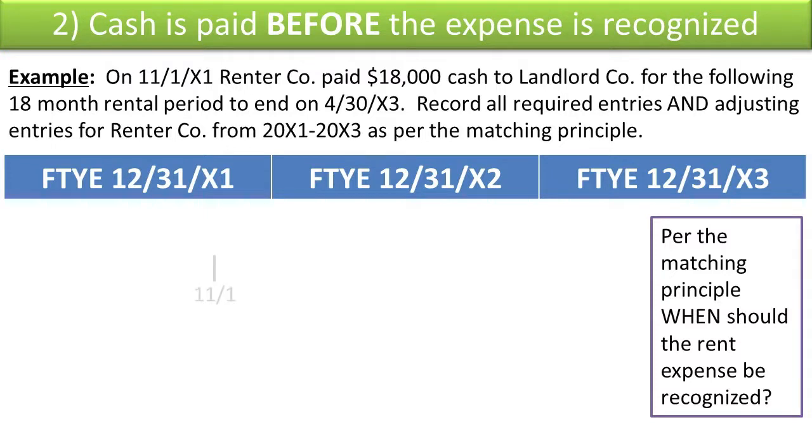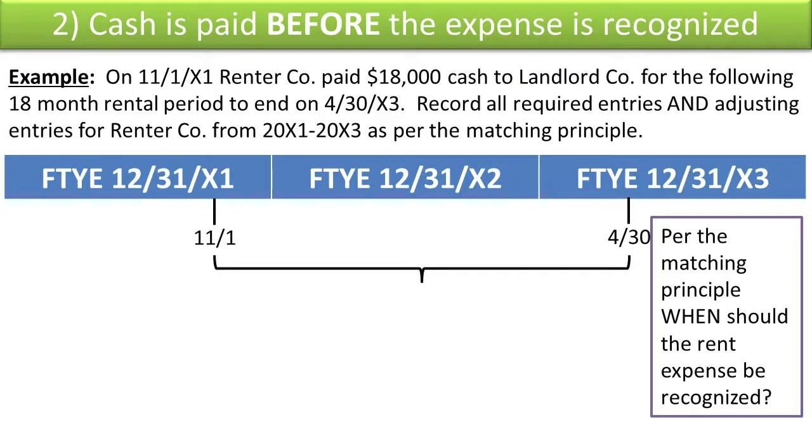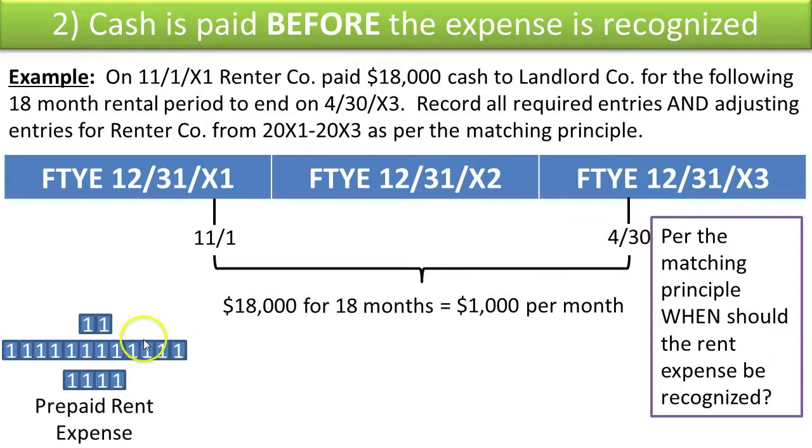Let's diagram it out. On November 1st, the payment of $18,000 was made, and it's to cover a rental period that will go into April 30th, X3. $18,000 for 18 months of rent. That will be $1,000 per month. I've created 18 $1,000 payments here to represent the prepaid rent expense of $18,000.